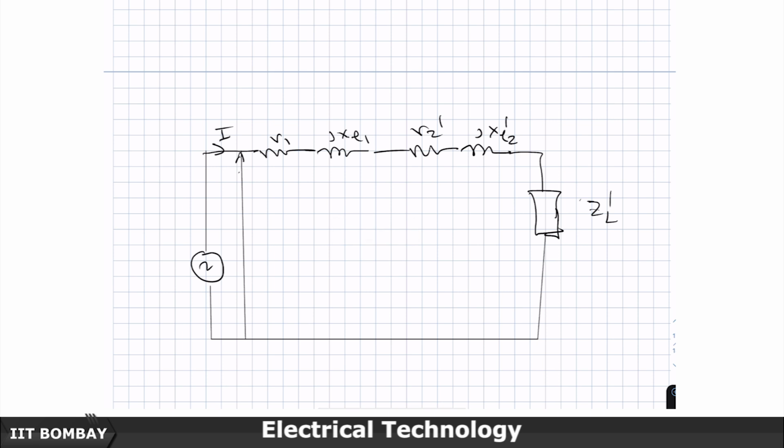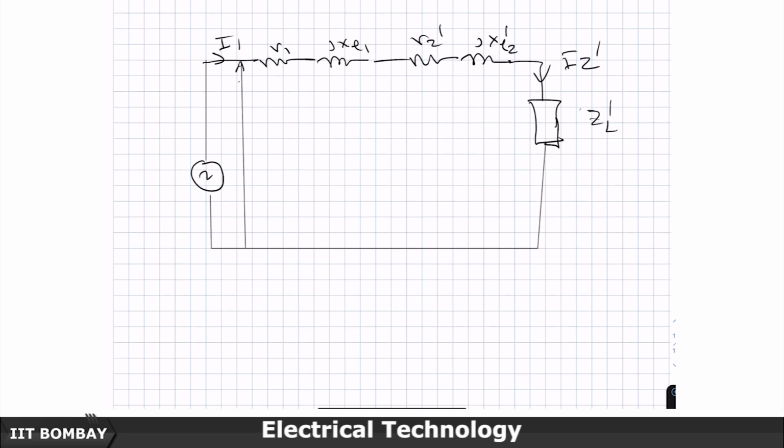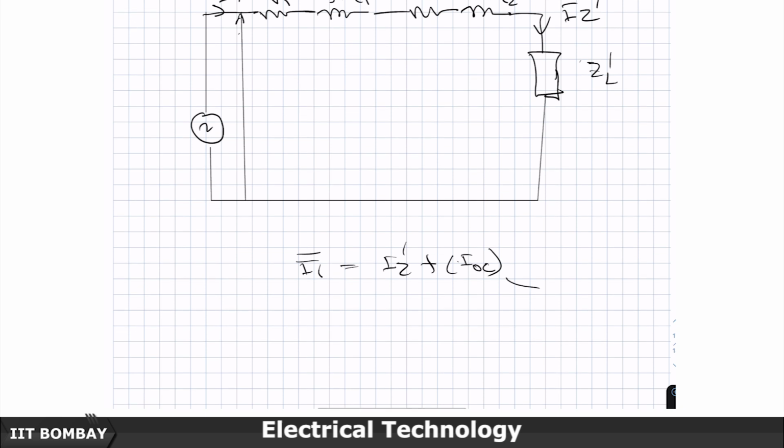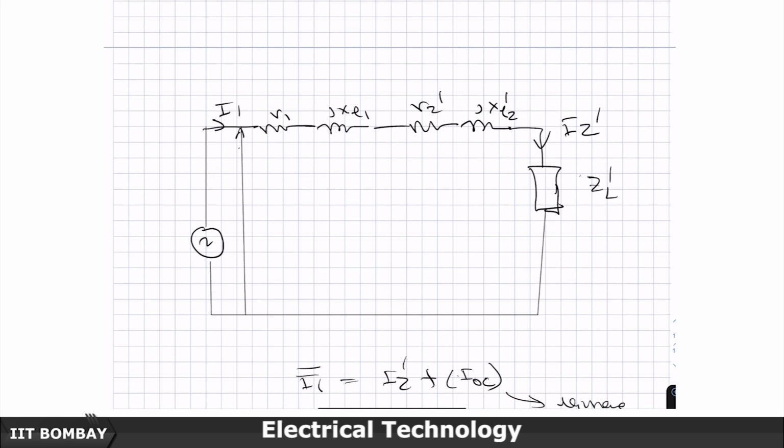So, this current is I 1, this current is I 2 dash. The magnetizing current branch which was here has been ignored. So, earlier, correctly speaking, I 1 is I 2 dash plus the magnetizing current component, which I will call the open circuit current component. But once you ignore this component, then I 1 is approximately equal to I 2 dash, then this series equivalent circuit comes in.